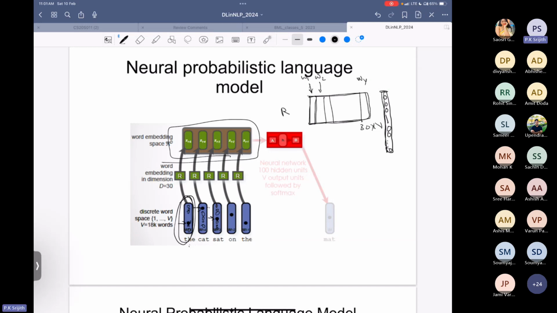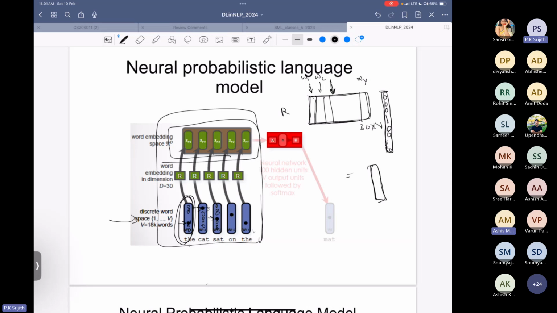For some word, let's say this is the one-hot vector representation for the fourth word, maybe that fourth word is cat, okay? So if I multiply this matrix R with this one-hot vector representation, I will end up getting this particular column, which is a vector representation for that word. And that operation is what is happening here.